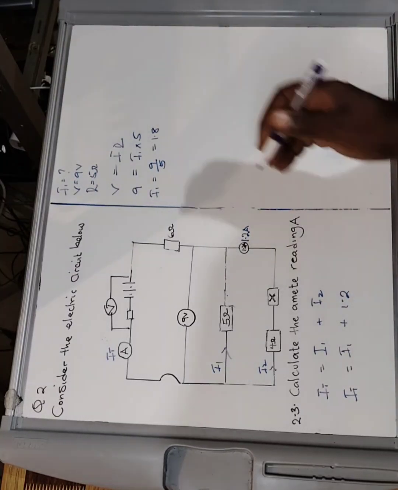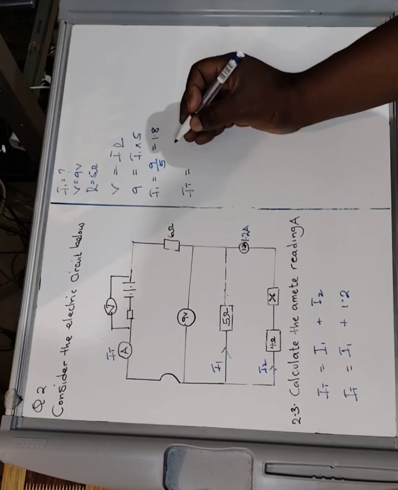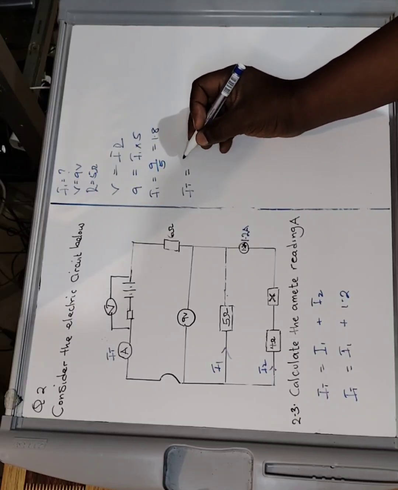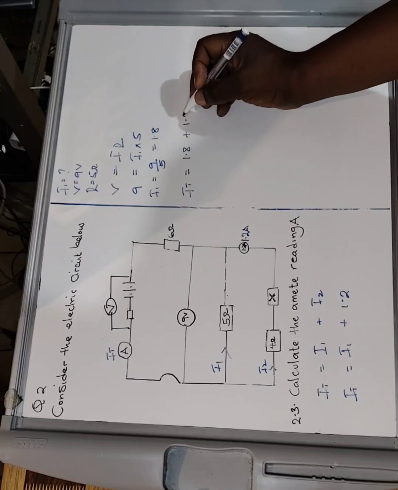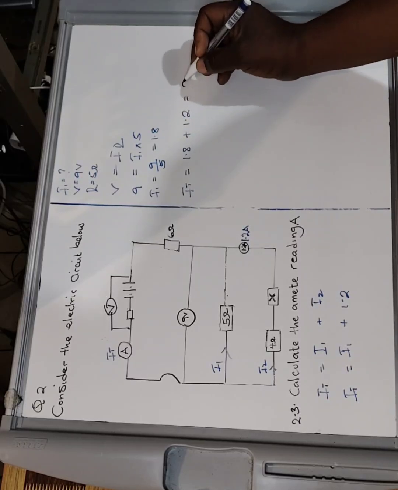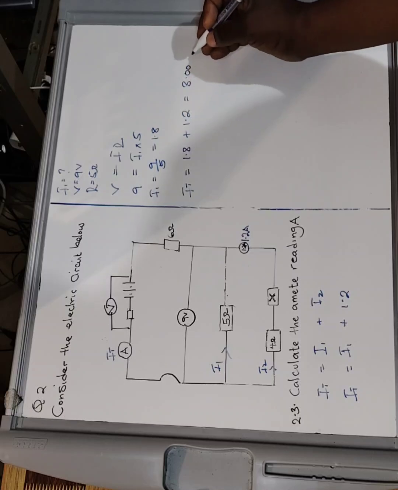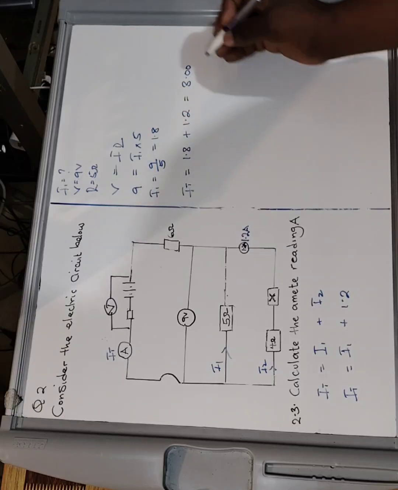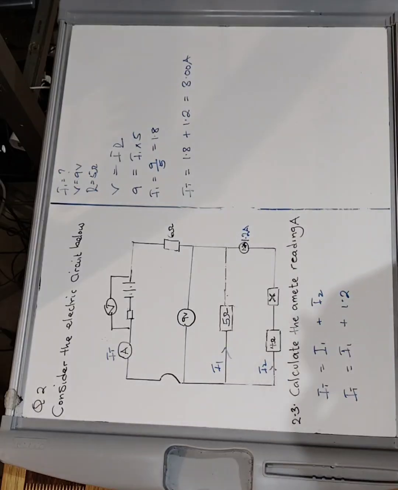So when you substitute, you're going to say I total is equal to 1.8 plus 1.2. Answer is 3.00 ampere. Thank you. Let us look at the next question.